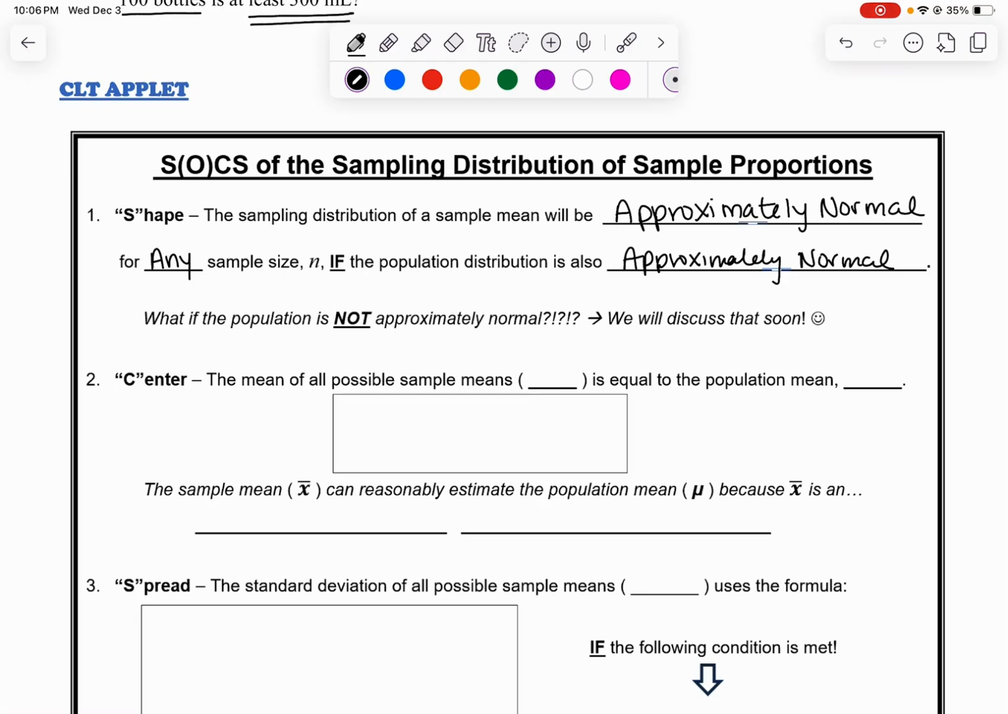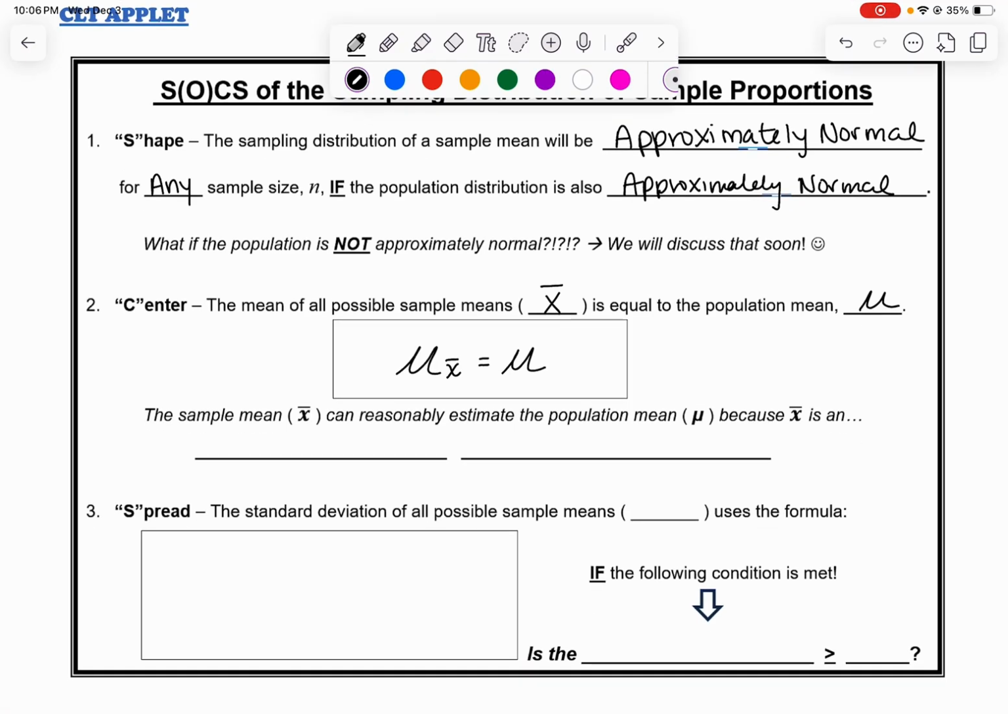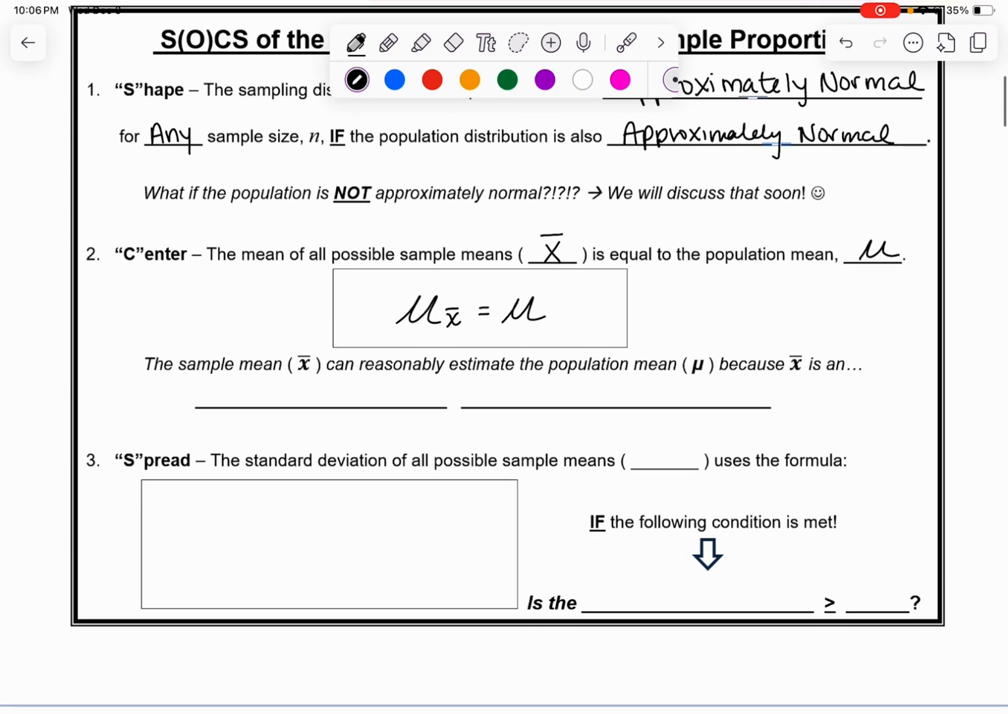So the center of all possible sample means, or the center for all possible x bars, is equal to the population mean mu. That means that mu of x bar, or the average sample mean, is going to be equal to mu. Again, this is because the sample mean can reasonably estimate the population mean because it is an unbiased estimator, meaning it's not biased and lines up with your population average.